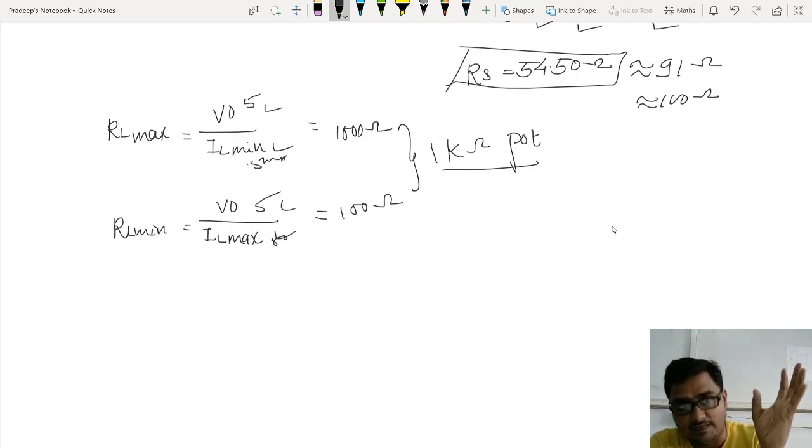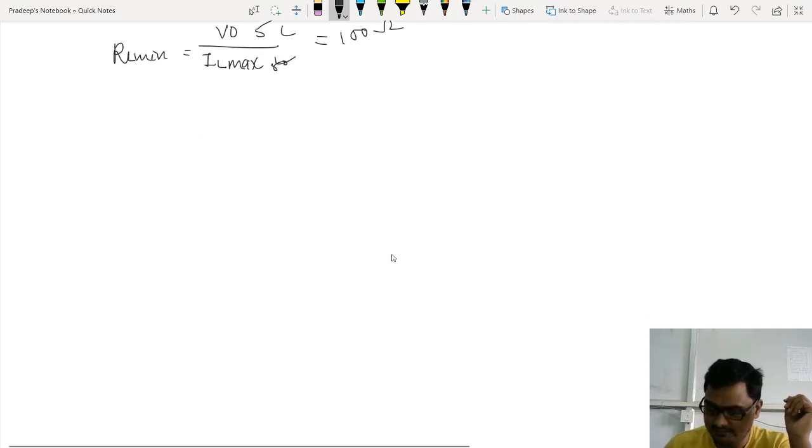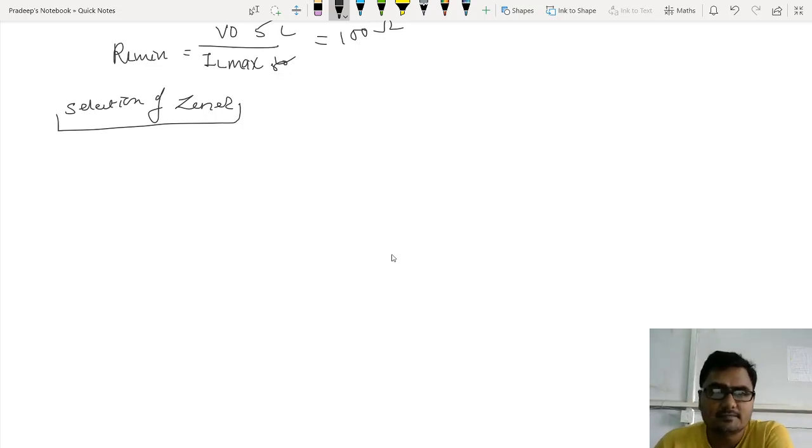We have calculated the value of RS and the value of RL. Now, as I told you, it is optional to connect RB, but at the time of the practical we are going to connect RB, so let us calculate RB also. But before calculating RB, we will select a transistor and Zener. I will write here: selection of Zener. Now I am going to select the Zener. This equation is known: VO is equal to VZ plus VBE.